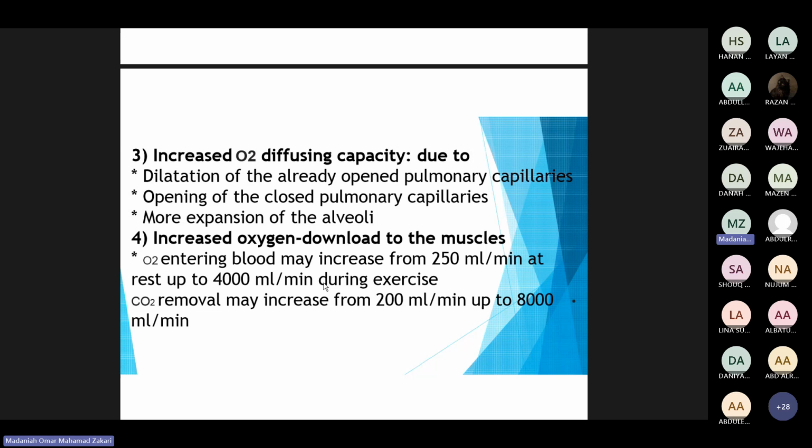So there is opening of the closed pulmonary capillaries and more expansion of the alveoli. So it increases the oxygen download to the muscles. More oxygen will be given, and maximum oxygen consumption will be increased. So oxygen entering the blood may increase from 250 milli per minute at rest up to 4,000 milli per minute during exercise. Carbon dioxide removal can increase from 200 up to 8,000 milli per minute. So increased oxygen download to the muscles, shifting the curve to the right. Okay.